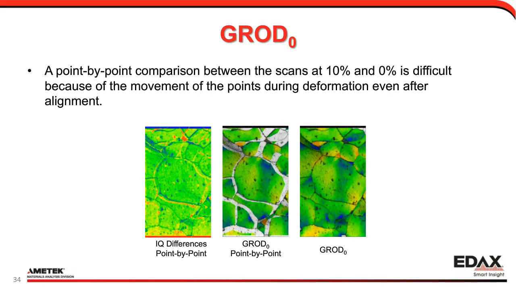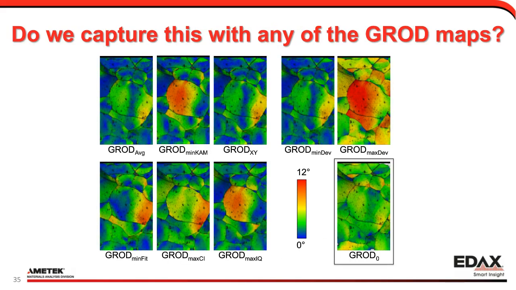So here's our GROD 0. Comparing the 10% versus 0% strain map down at the bottom right, you can see which one maybe matches it best. I would say the MinDev, the average, works pretty well. Actually, the centroid works pretty well. But some of the others are quite different. And so you can interpret that and try to understand that.